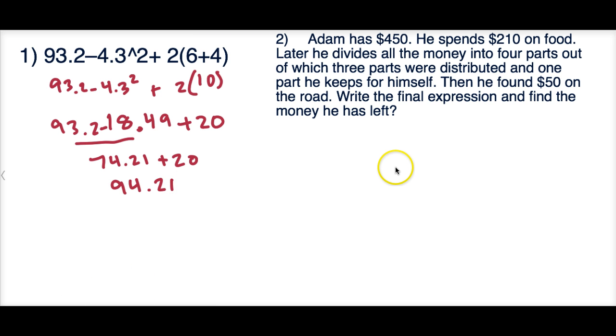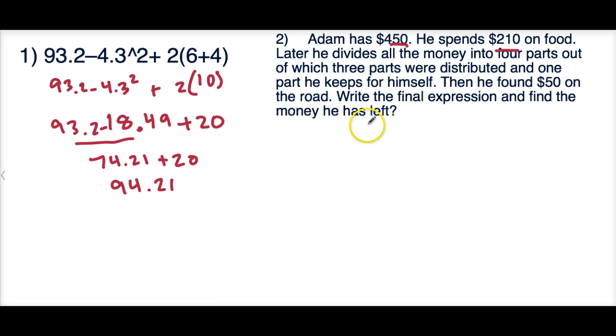For problem 2, Adam has $450. He spends $210 on food. Later he divides all the money into 4 parts, out of which 3 parts were distributed and 1 part he keeps for himself. Then he found $50 on the road. Write the final expression and find the money he has left.